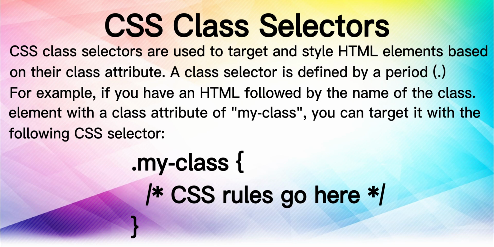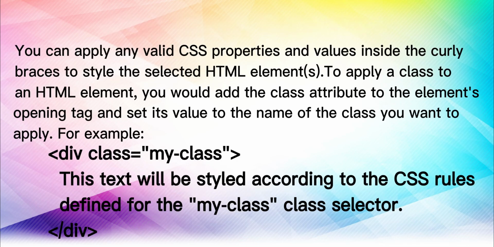based on their class attribute. A class selector is defined by a period followed by the name of the class. For example, if you have an HTML element with a class attribute of myClass, you can target it with the following CSS selector, .myClass. You can apply any valid CSS properties and values inside the curly braces to style the selected HTML elements.